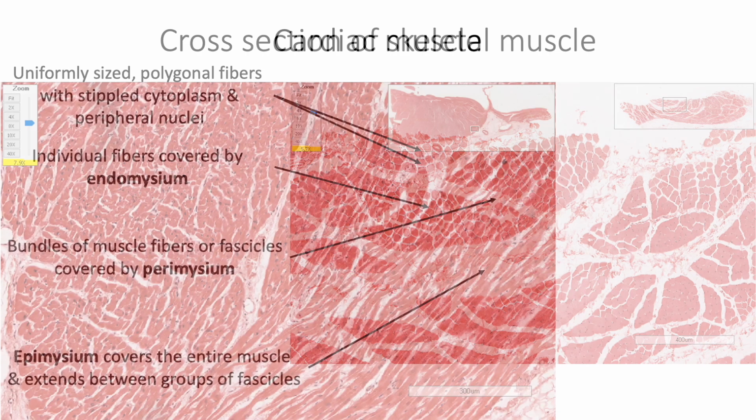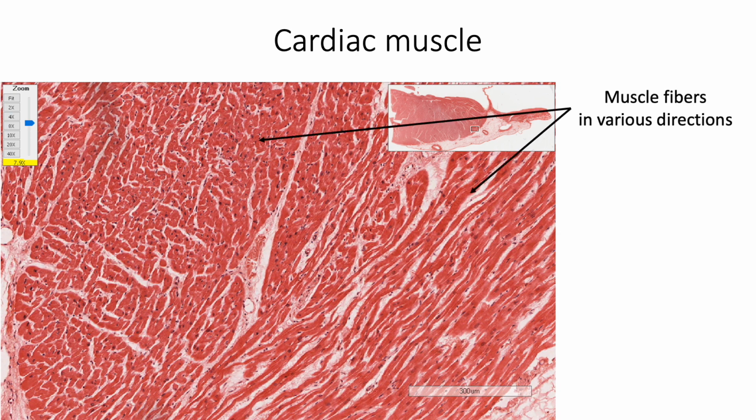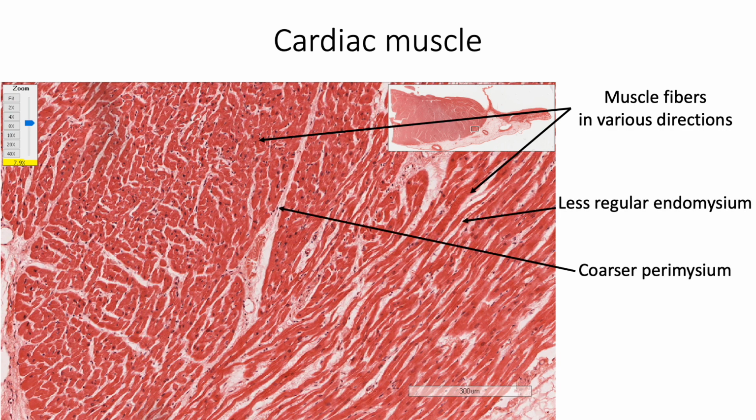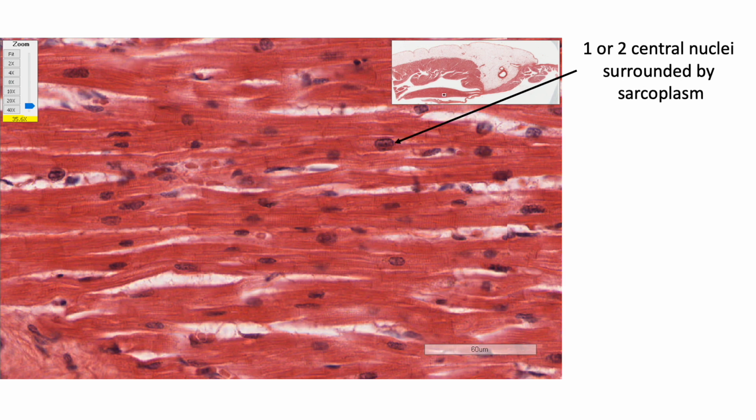Now let's look into the features of cardiac muscle. In cardiac muscle, the muscle fibers are arranged in various directions. Endomysium is less regularly arranged around individual muscle fibers. We can see coarser perimysium between the fiber bundles. Individual cardiac muscle fiber shows 1 to 2 central nuclei surrounded by sarcoplasm, which has abundant cellular organelles.